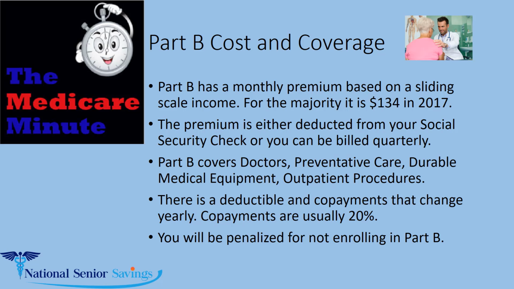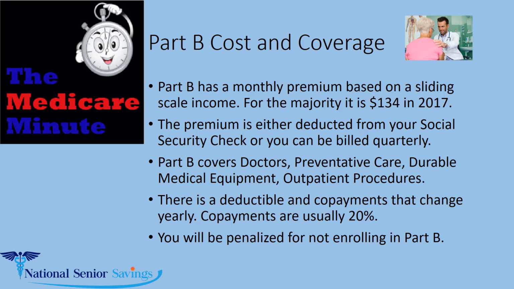From that point on, it goes up in sliding scale if you make a greater income, and you could pay as much as $400 and something per month as an individual or for each of you as a married couple, depending on that income. The premium is either deducted from your Social Security check or you can be billed quarterly. Part B covers doctors, preventive care, durable medical equipment, and outpatient procedures. There is a deductible and co-payments that change yearly. Co-payments traditionally stay about 20% of the cost of the service you received.